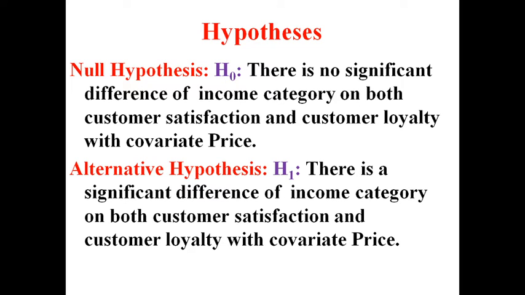Now on the basis of the objectives we have formulated our hypotheses. Our first null hypothesis is H naught: there is no significant difference of income category on both customer satisfaction and customer loyalty with covariate price. So we are saying that if we are controlling the variable price, then there is no effect of income category on customer satisfaction and customer loyalty both. Then the alternative hypothesis H1: there is a significant difference of income category on both customer satisfaction and customer loyalty with covariate price. So here in the alternative hypothesis there is a difference. So these are our alternative hypothesis and null hypothesis.